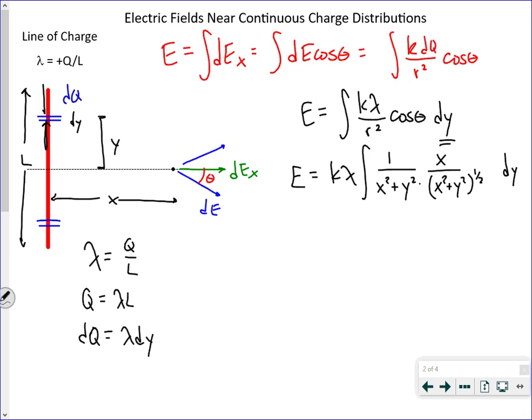Nice thing now is that x is a constant. We're saying at position x. And y is our variable. And then you have to integrate k lambda from negative L over 2 to L over 2 of x, which is a constant so you can pull it out if you want, over x squared plus y squared to the 3/2, dy. And lots of people will say, well, this is a standard integral, 1 over x squared plus y squared to the 3/2.